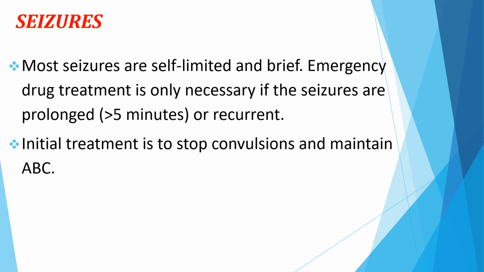So seizures: most seizures are self-limited and brief. Seizures are attacks that happen in the brain. Emergency drug treatment is only necessary if the seizures are prolonged more than 5 minutes or recurrent. Seizures are attacks that happen to the human being, and we treat them if necessary when they prolong for 5 minutes or recur every single minute. Initial treatment is to stop convulsions and maintain ABC, which is airway, breathing, and circulation, and so on. So that's what the seizure is. It's an attack that happens to the body, and with treatment we stop the convulsions and maintain ABC: airway, breathing, circulation.